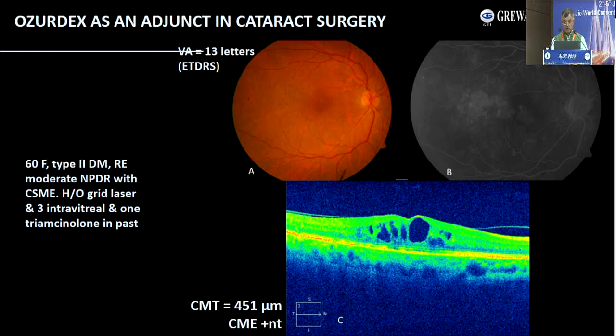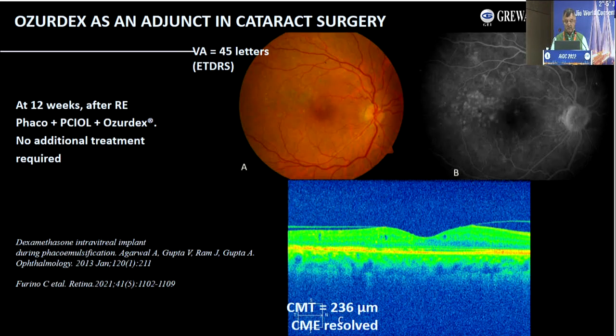I'm just showing you this particular patient here. You can see has received grid laser, 3 intravitreal, even triamcinolone. So while doing a cataract surgery on this patient, Ozurdex implant was given, and you can see at 3 months the results here. And in fact, this was a patient from the study, which in fact became a landmark and was published in 2013 in Ophthalmology from our group, from PGI Chandigarh. And based on that, a lot of other studies were done, and Ozurdex is approved for cataract surgery in US and other countries now. And even the recent evidence you have in Retina 2021 says what was done that time.